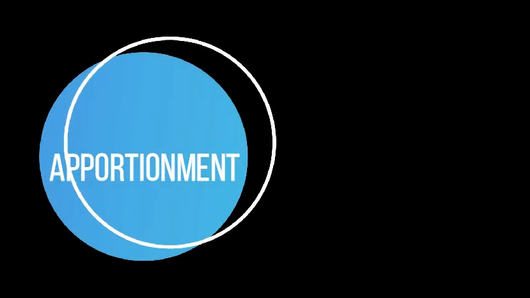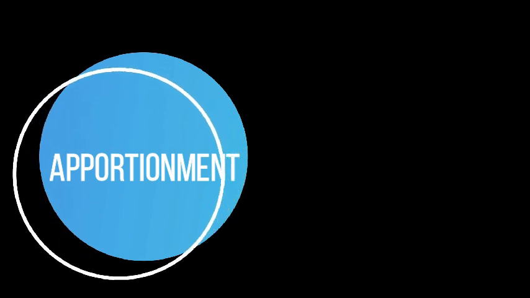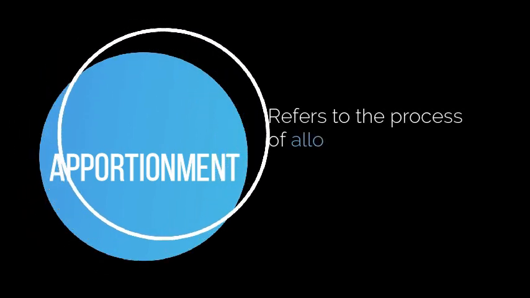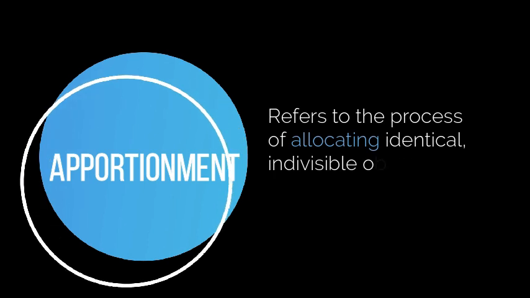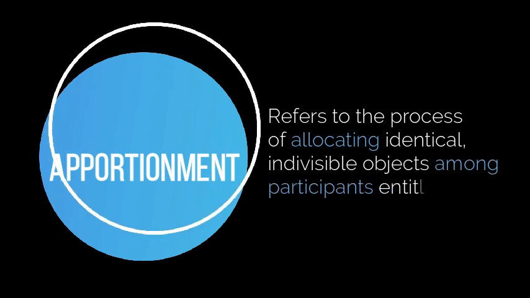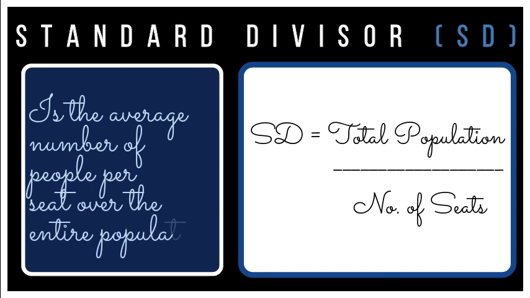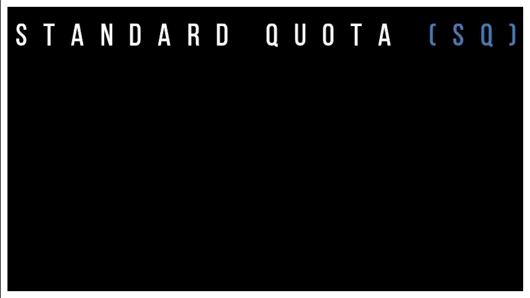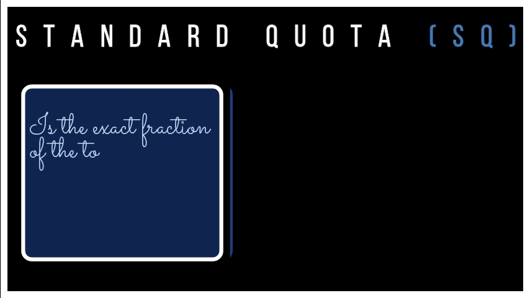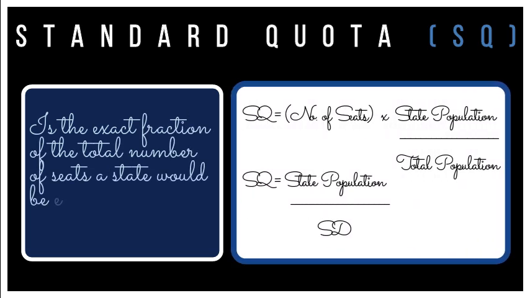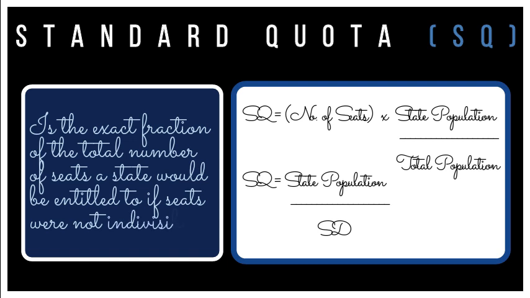So apportionment is a typical application of fair division. It refers to the process of allocating identical indivisible objects among participants entitled to unequal shares. For the definitions, the standard divisor is the average number of people per seat over the entire population. The standard quota is the exact fraction of the total number of seats a state would be entitled to if seats were not indivisible. The quota is usually not a whole number.